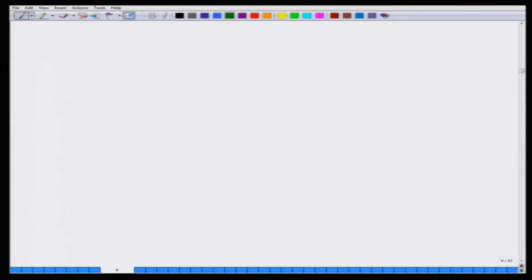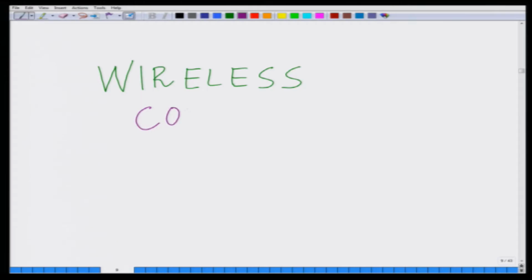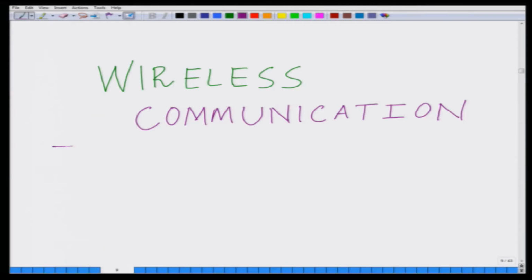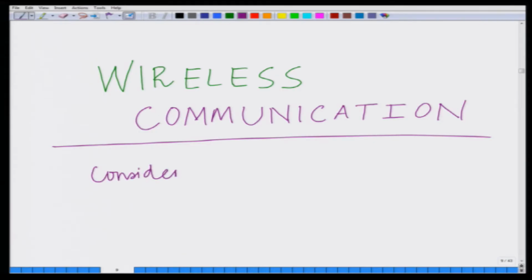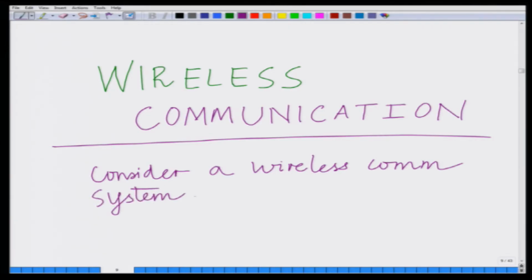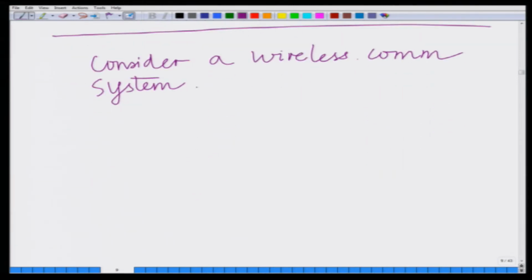So, let us look at an example of estimation in the context of a wireless communication scenario. We have looked at estimation in the context of a wireless sensor network. Now, let us look at estimation in a wireless communication system. So, let us consider a wireless communication system. Now, naturally in wireless communication or any communication takes place between a transmitter and a receiver.